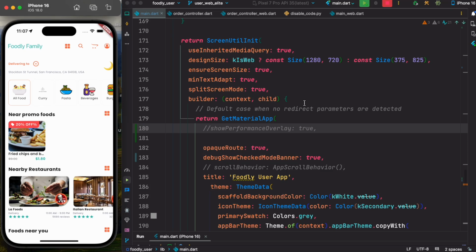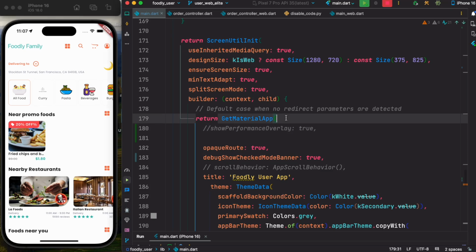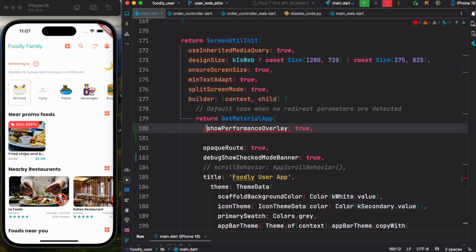Okay, so to get started, you should find your MaterialApp or GetMaterialApp, or it's MaterialApp.router if you use GoRouter. Anyway, you have to find your MaterialApp, and once you find this, you have to set showPerformanceOverlay to true. And once you do that, let's go ahead and restart our app.